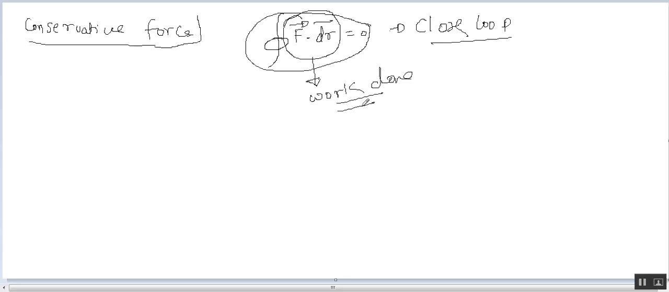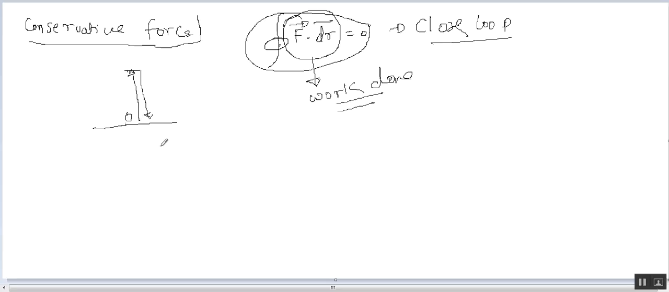Let's check some common examples. Let's think about a common force, which is gravity, the force by gravity, near the earth's surface. Here, if I throw a ball with velocity v, the ball reaches the highest point and comes down. What is a closed loop? Closed loop means if I reach the initial point from where I had started, then we call it a closed loop.